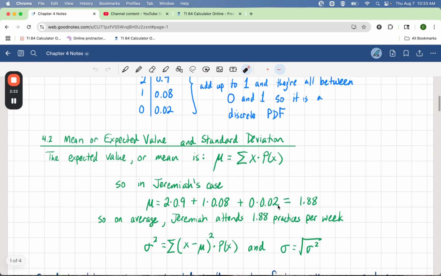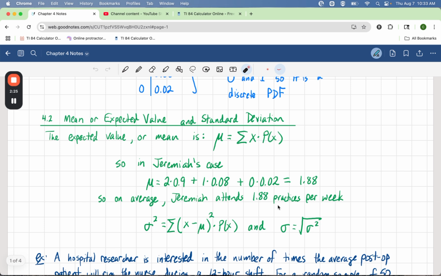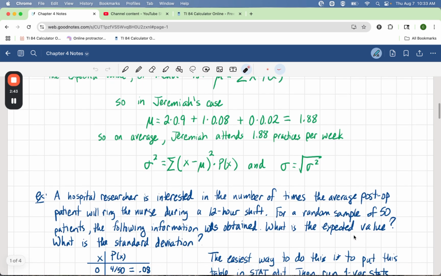The standard deviation, sigma, is the square root of the variance, right? So I figure the variance using that formula and then square root it, and I have the standard deviation. That may come up on the homework, I'm not sure, but you would just use that formula to take care of business. We're going to use the calculator, as you'll see here in a minute.